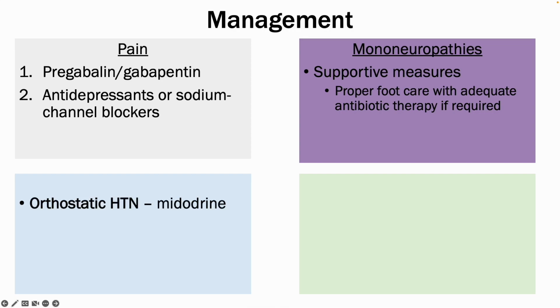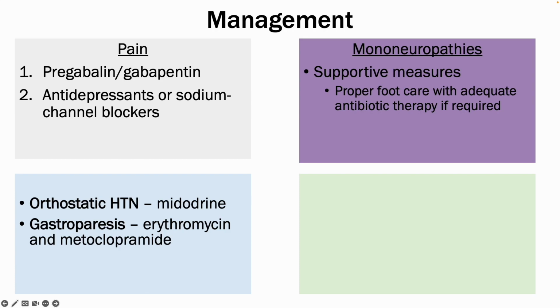For autonomic disorders, firstly, orthostatic hypotension can be treated with midodrine, depending on how you pronounce it. Gastroparesis, you can use erythromycin, which has been shown to increase gastric emptying, and metoclopramide, which is an antiemetic. For bladder dysfunction, you can use bethanechol, which is a parasympathomimetic agent to help control the bladder.